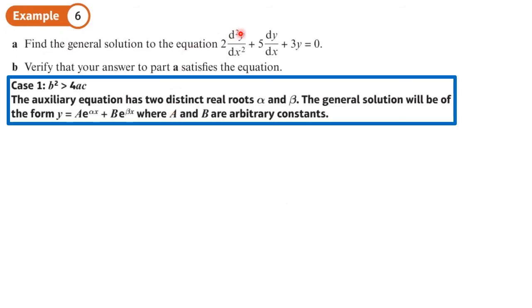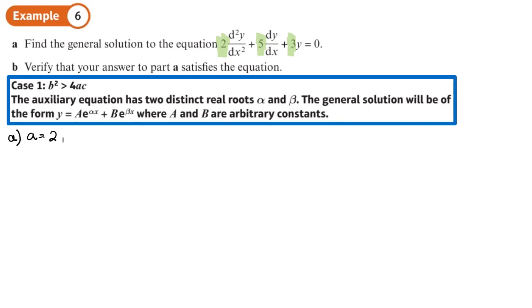Right, so in part A we need to find a general solution to this equation. First of all, we want to find out what form the solutions are going to take, and whether we're going to have two real solutions, one real solution, or imaginary solutions. So I want to work out b squared minus 4ac. So a is 2, so that's this value here, there's b, there's c, so they're the values I want.